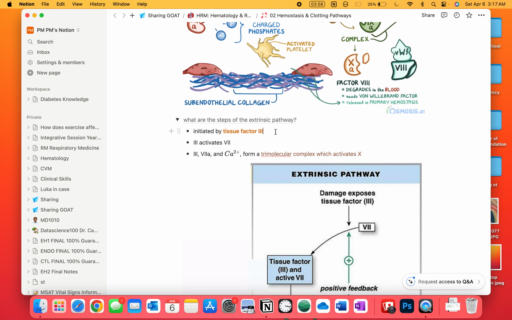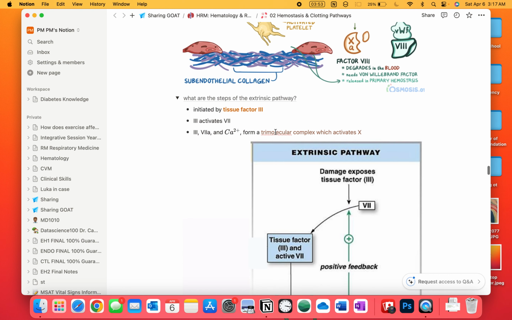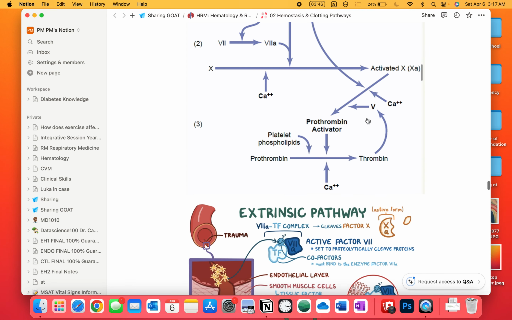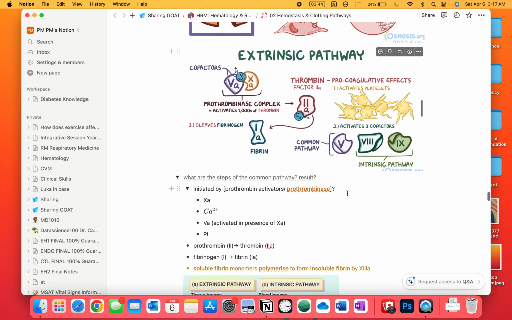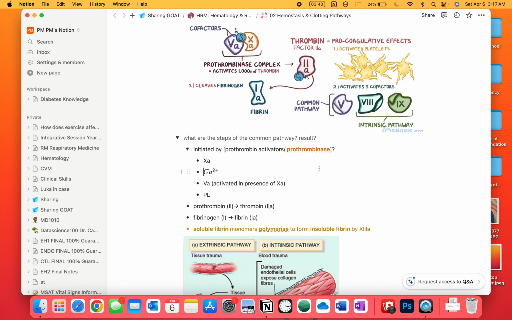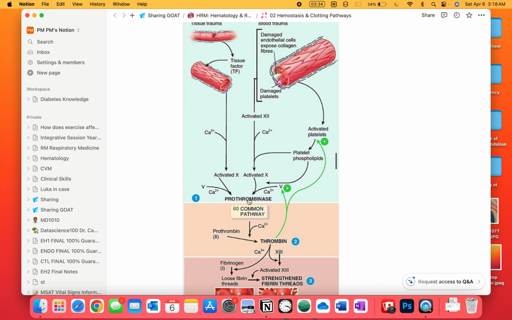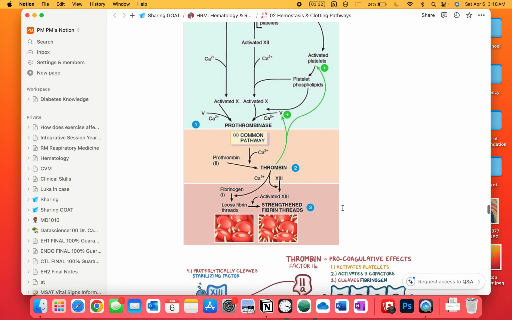So for the extrinsic pathway initiated by tissue factor 3, 3 activates factor 7, and then 3, 7A, calcium form a trimolecular complex which is going to activate factor 10. Now once you have activated factor 10, you're going to have these two pathways, and the two pathways converge to one common pathway. That's why it's called common.